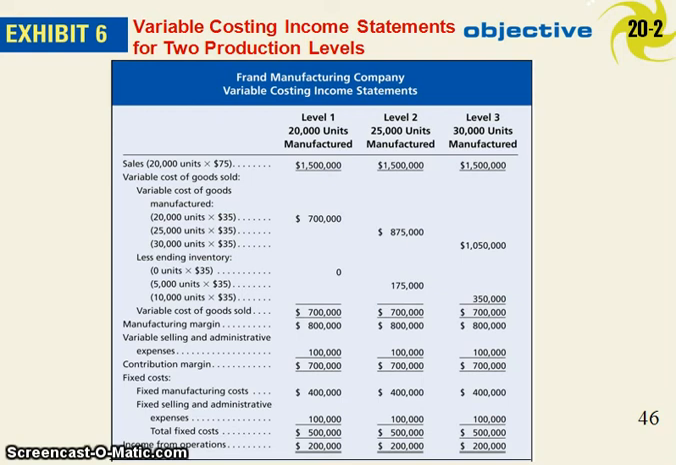So let's finish up with the example that we were just looking at. Let's look at the same information, but from a variable costing income statement. We're not even going to look at 2 production levels, we're actually going to look at 3. In level 1 we made 20,000 units, in level 2 we made 25,000 units, level 3 we made 30,000 units. We're still going to sell the same 20,000 units.